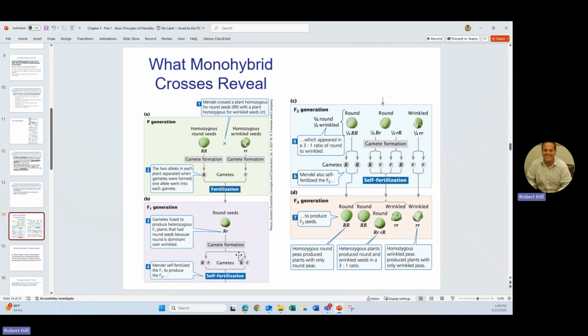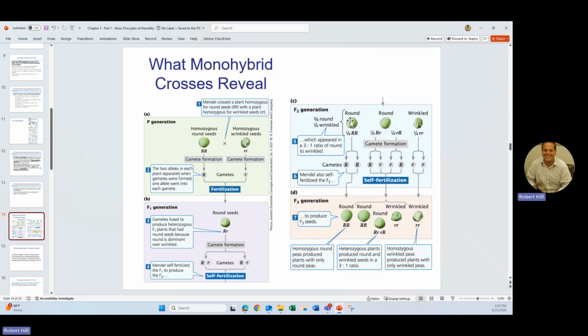Big R combines with big R here. There's your homozygous dominant. Big R combines with little r here. Here is your heterozygous. This little r combines with this big R. Here's your other heterozygous. And this little r combines with this little r. There's your homozygous recessive. Okay. All these are the results of self-fertilization.